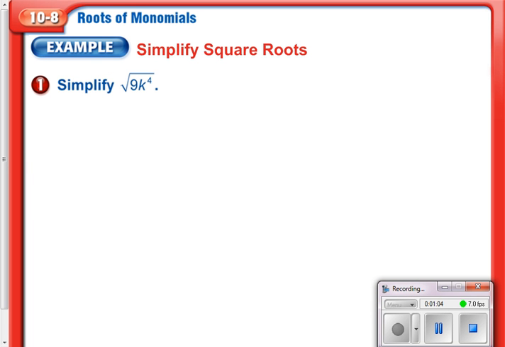In example 1, I always think it's easiest to write this out, so I like to go ahead and use prime factorization. I know you're going to find shortcuts along the way. Here's your square root. Inside it you have a 9, which is basically 3 times 3. You have k to the 4th power, which tells you how many times you write out k: 4 times. Inside your square root, you're looking for pairs.